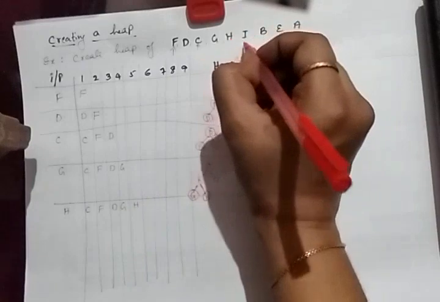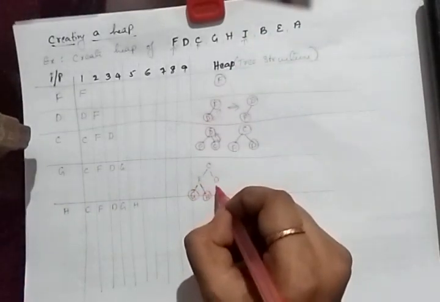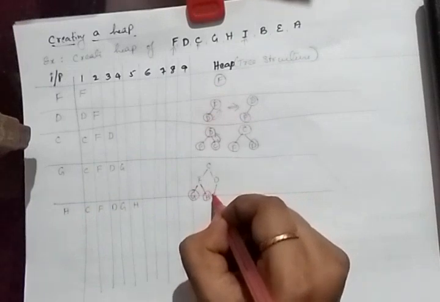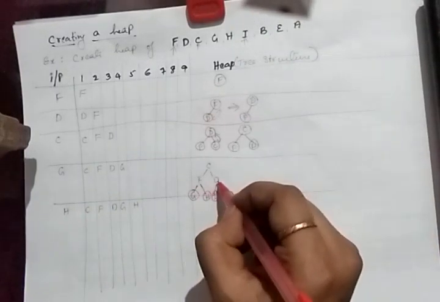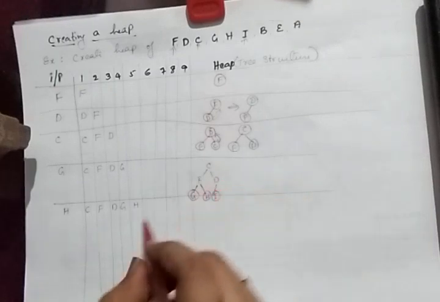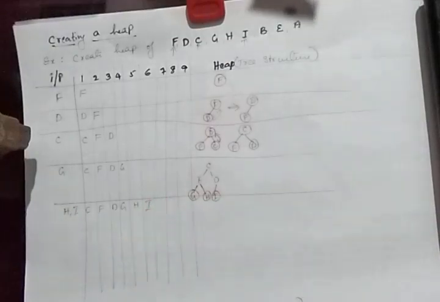Next comes I. Where can I put I? After D. So here I can put I. I is greater than D, so there is no swap. I can write it here itself, right?